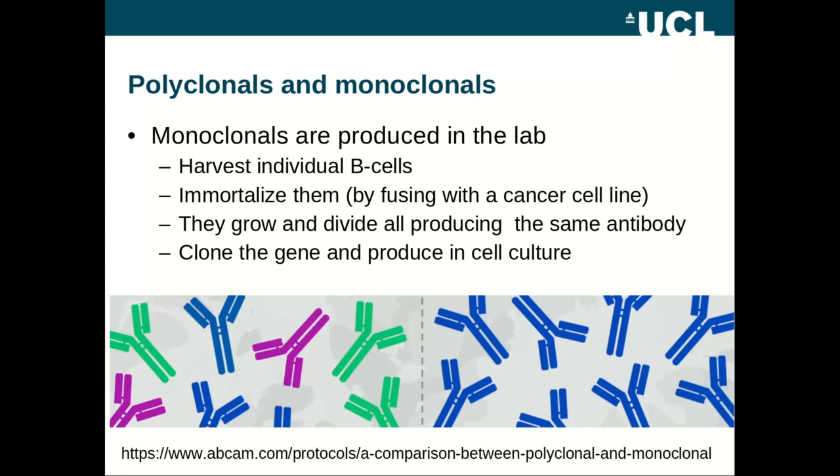Now, the reason for having to do that is that in the lab, B cells don't live for very long by themselves. They don't tend to divide. And so they have a quite short and finite lifetime. By immortalizing them, they live forever, and they carry on producing lots and lots of antibody. Once we've got a system that does that, of course, we can also clone the gene that encodes the antibody and then produce the antibody in cell culture.